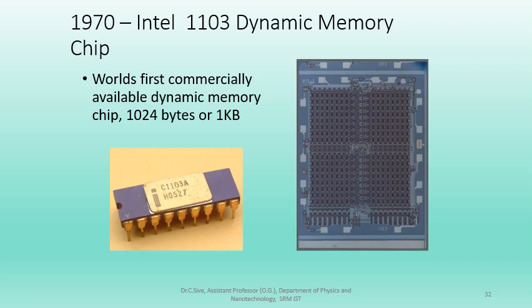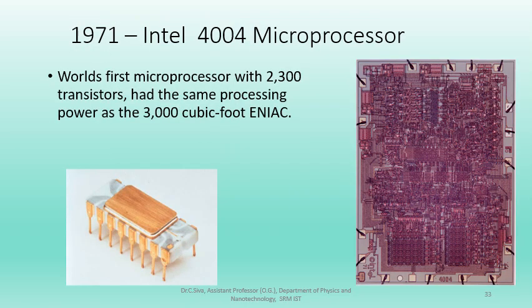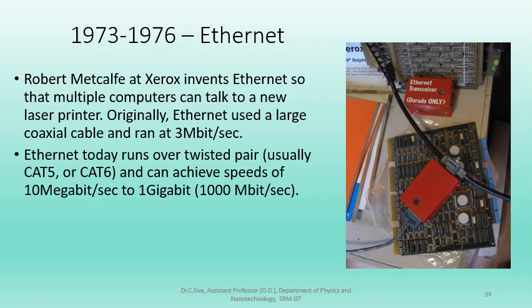The Intel dynamic memory chip was introduced in 1970. Again in 1971, Intel introduced a microprocessor. You can see how big it is. From 1973 to 1976, Ethernet connections for networking from one system to another achieved 3 MB per second with coaxial cable. Ethernet today can achieve several gigabytes per second.